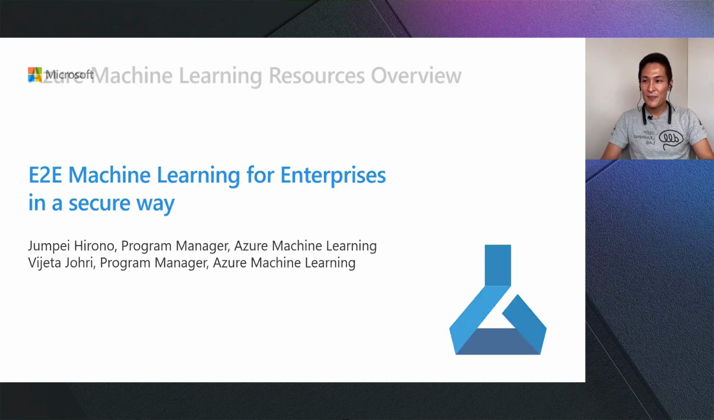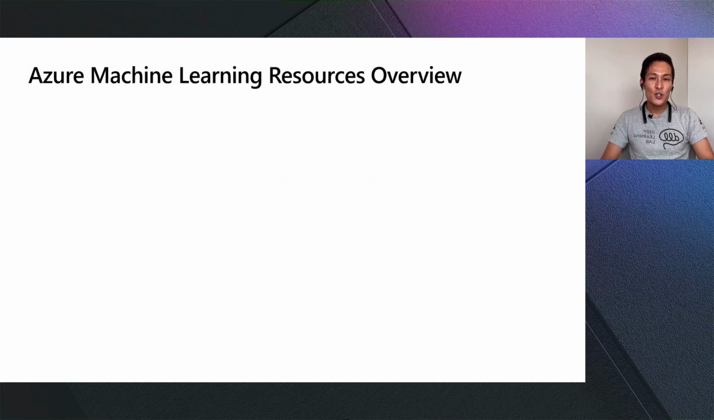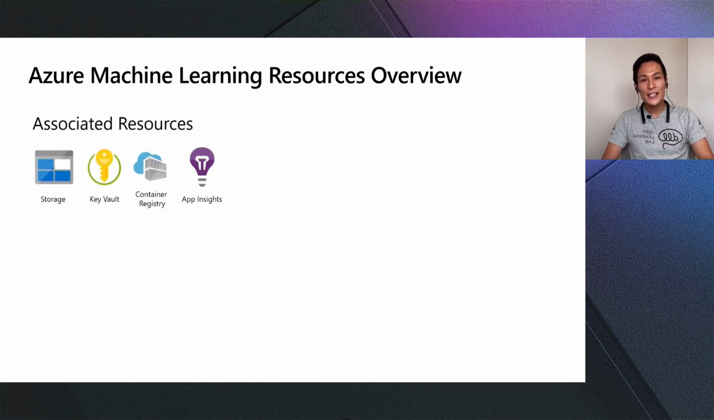So let's get started. Azure Machine Learning is a PaaS service to build machine learning platforms on top of Azure. We have many dependent resources on Azure, so let me explain one by one. The first one is associated resources. If you provision an Azure Machine Learning Workspace, you will get these resources: storage for storing your data, Key Vault for storing your secrets, Container Registry storing Docker images, and App Insights to monitor Azure Machine Learning itself. They are the pretty fundamental resources to run Azure Machine Learning.